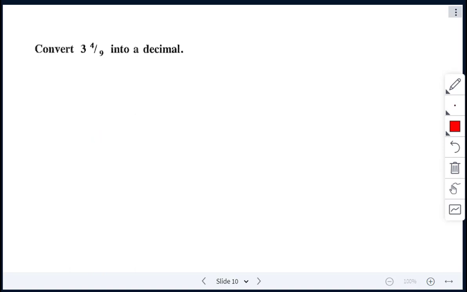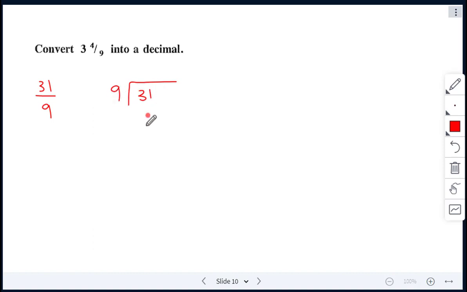All right, so our next example, we have a mixed fraction. So the first thing we'll do is change it to an improper fraction. So 3 times 9 is 27, plus 4, which gives me 31 over 9. All right, so when we divide this, it's going to look like this. 31 is being divided by 9.